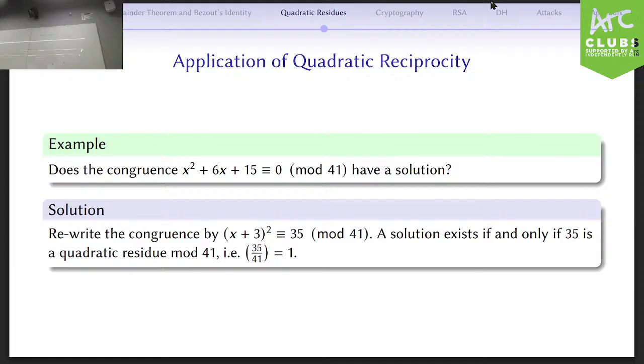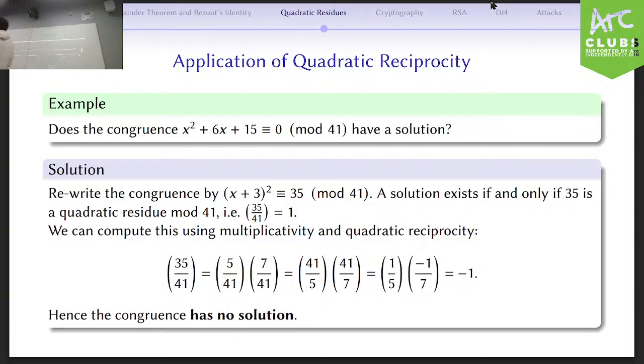Why if and only if? If you think about it, if it's not a residue, then you can't find x plus 3. And the other way around is just by definition, I think. But the hard part is, how do we find what this is? We can just use what we have so far.